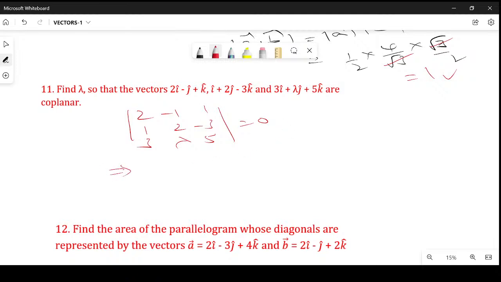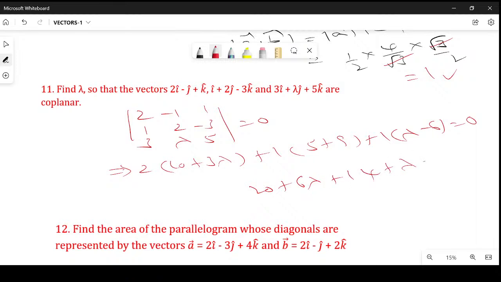If I expand this, I can write 2 into 10 plus 3 lambda, and plus 1 into 5 plus 9, plus 1 into lambda minus 6, equal to 0. So if we simplify this, you can expand this: 20 plus 6 lambda, plus 14, plus lambda minus 6, equal to 0. You will get 7 lambda, 20 plus 14.